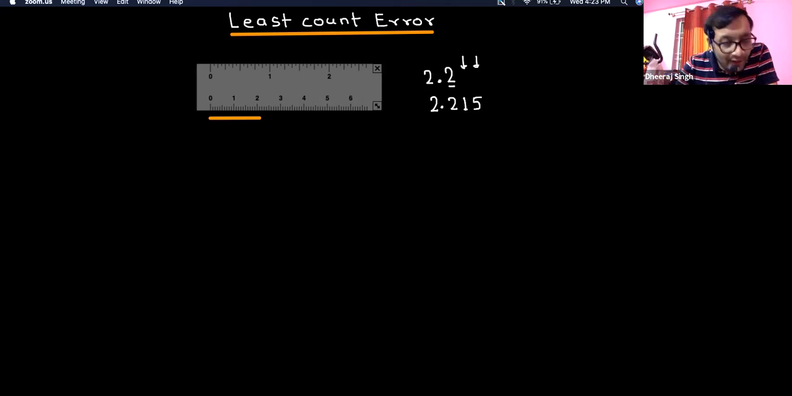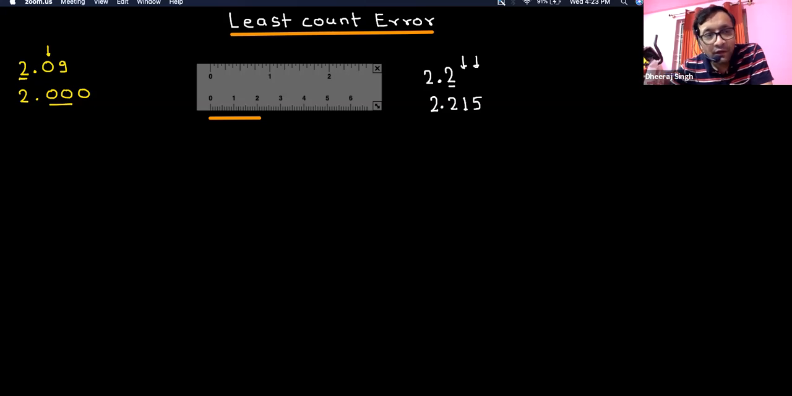Okay, so that's the reason why there is a difference between 2.0 and 2.000. The difference is that I'm sure these two digits are perfectly zero. This digit is only sure that this is 2. Now this digit can become 1 also if the second digit is 9. Fine. So there is a least count error which you cannot get rid of.